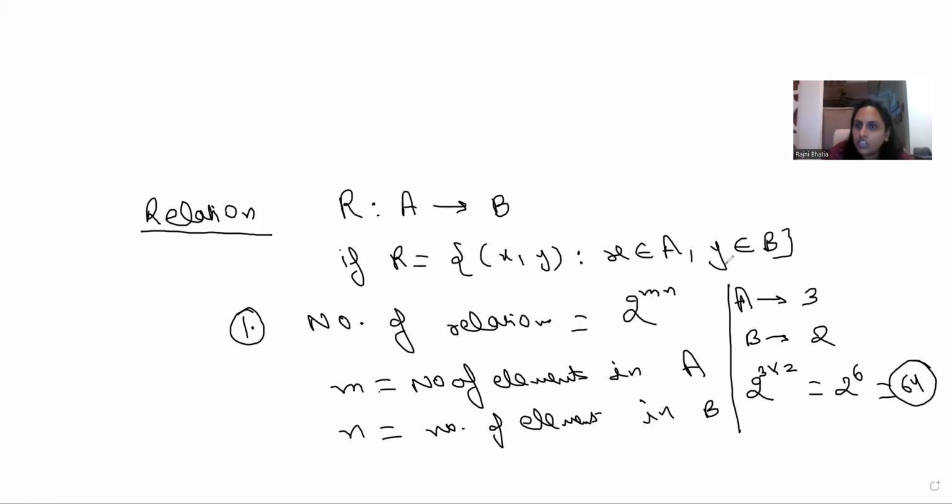So the number of relations from a set A to the set B is given by the formula 2 raised to the power mn, where m is the number of elements in A and n is the number of elements in B.